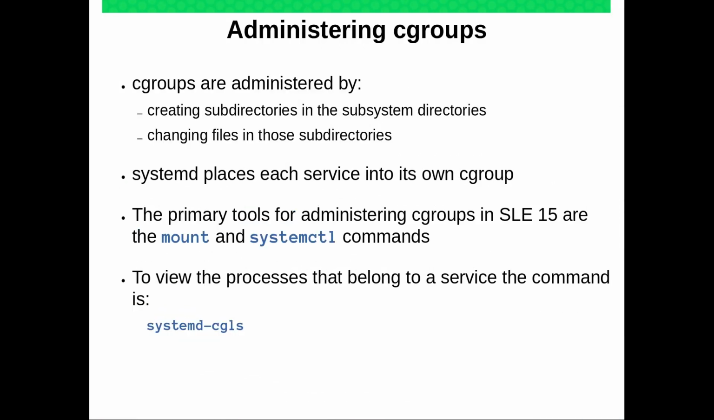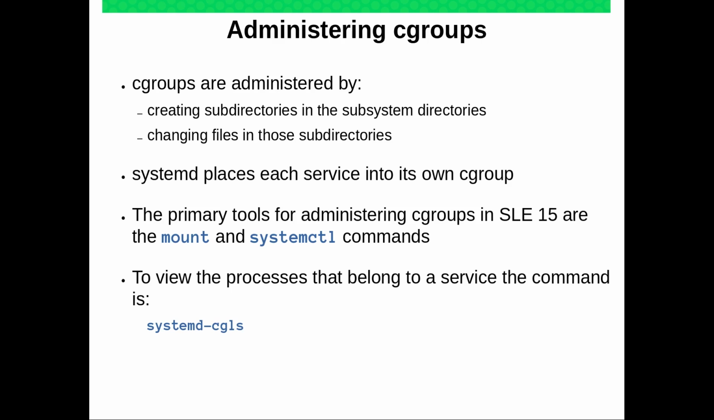So how do we administer C groups? We've defined our terms, we've set some rules now. What can we do and how do we do it? Well, C groups are administered by either creating subdirectories in the subsystem directories we defined under sysfs, or changing files in those subdirectories after we've created them.